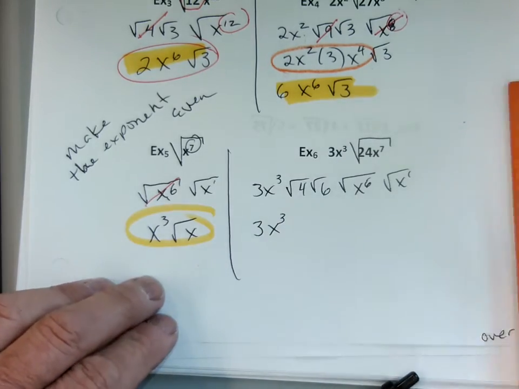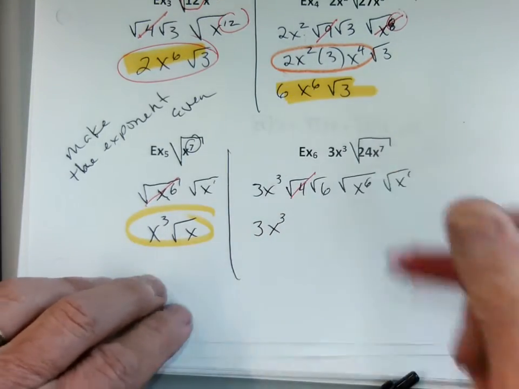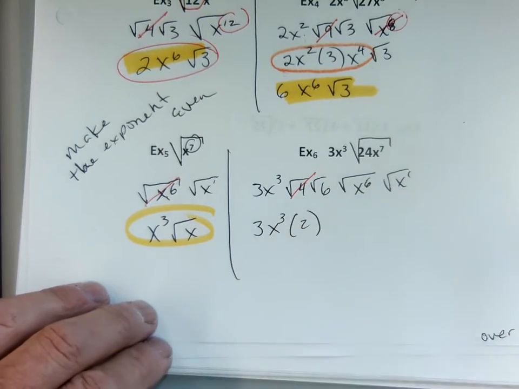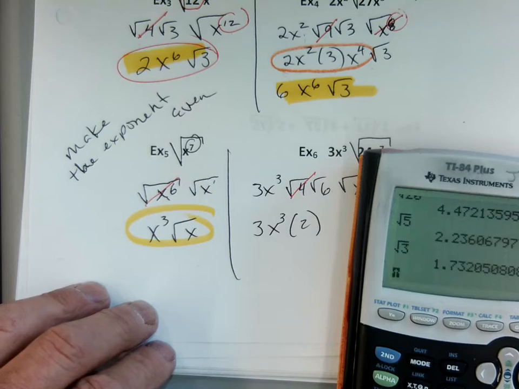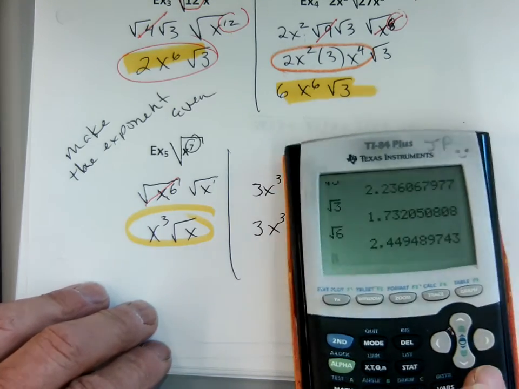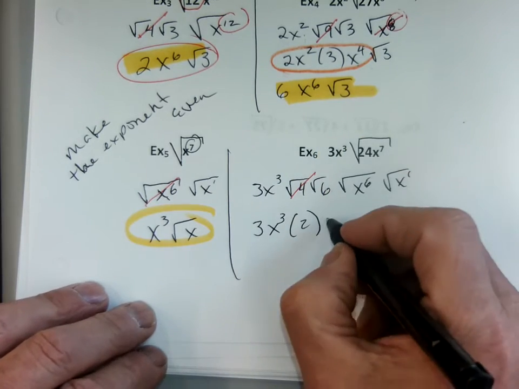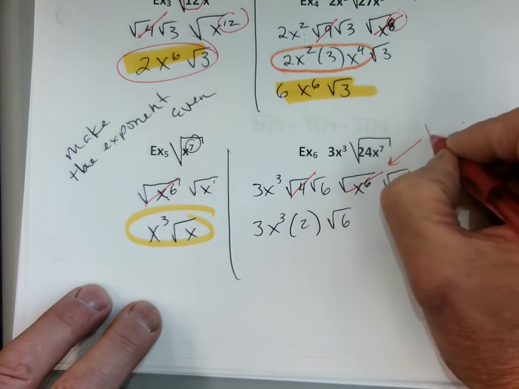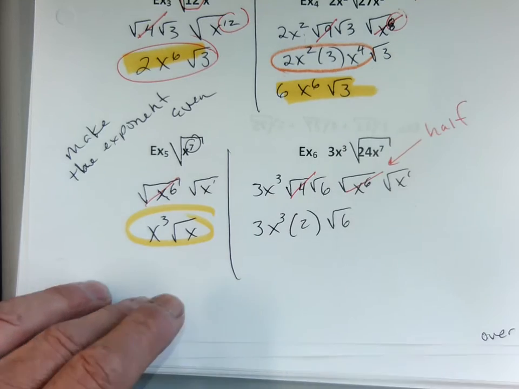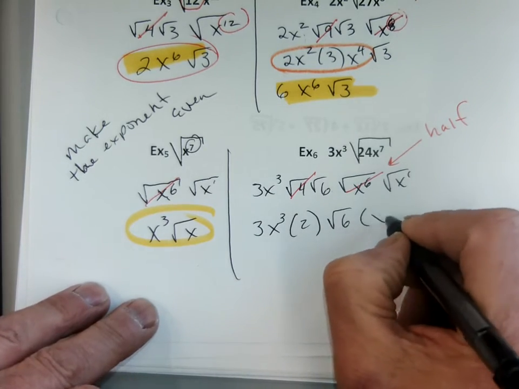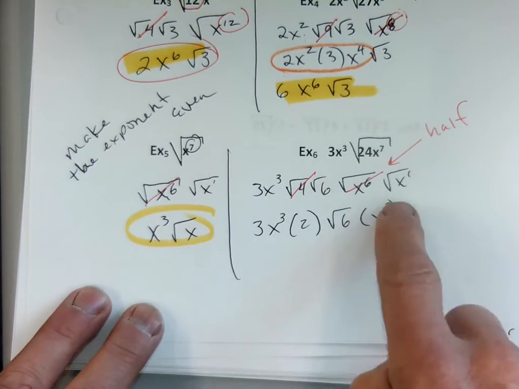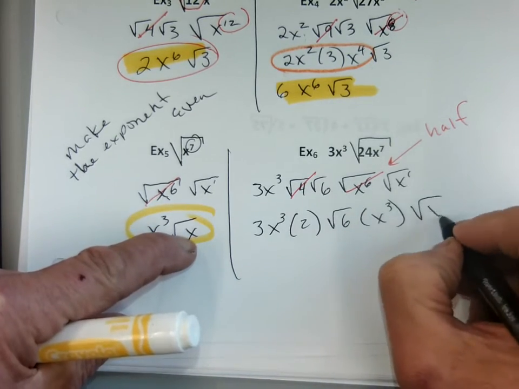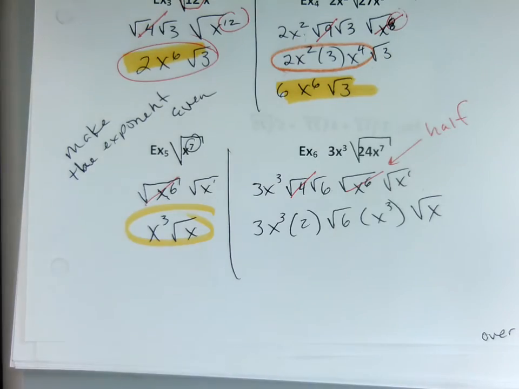Square root of x to the 4th. Square root of 4 is 2. The square root of 6, I can't do anything. Square root of 6 is just an ugly number. Leave it alone. I'm going to take half of that, right? Half the exponent is going to make an x to the 3rd. And the square root of x, I can't do anything with square root of x, so it stays as a square root of x.